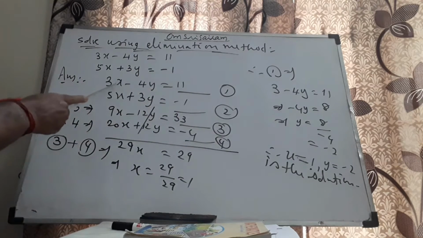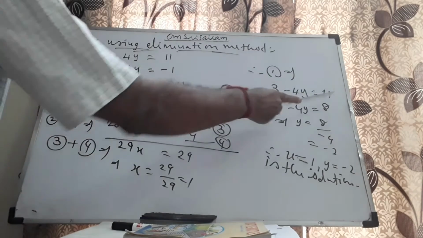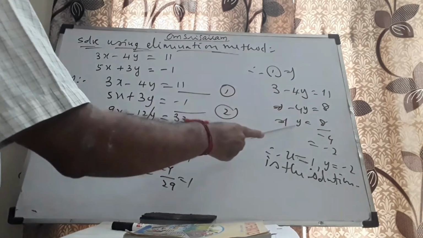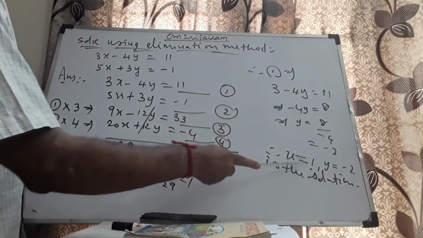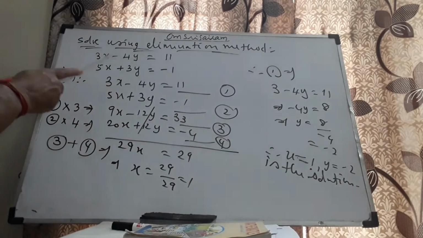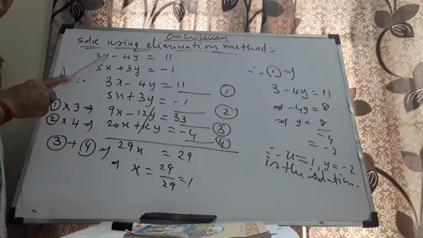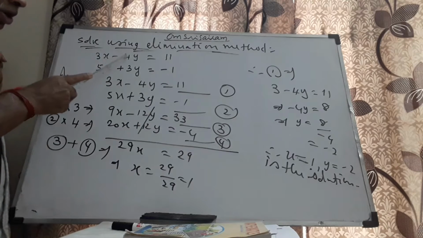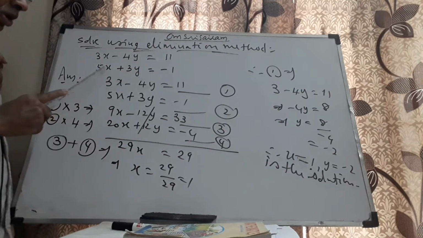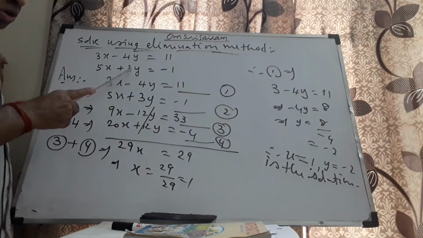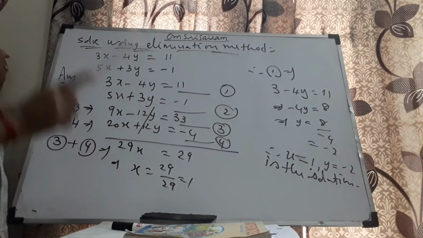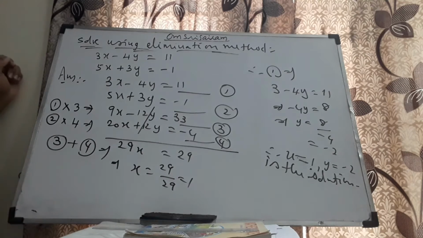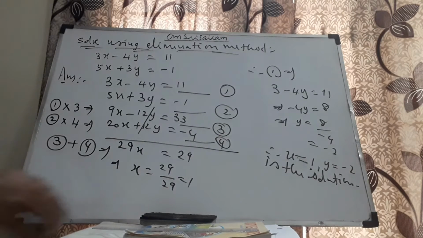Go back to equation 1. 3 into 1 is 3. 3 minus 4y is 11. Minus 4y is 11 minus 3, 8. y is 8 by minus 4, minus 2. x becomes 1, y becomes minus 2. I can substitute in equations 1 and 2 and verify. 3 into 1 is 3. Minus 4 into minus 2 is plus 8, which is equal to 11. 5 into 1 is 5. 3 into minus 2 is minus 6. 5 minus 6 is minus 1. It should satisfy both the equations simultaneously. That's the reason why I call it a system of simultaneous equations.